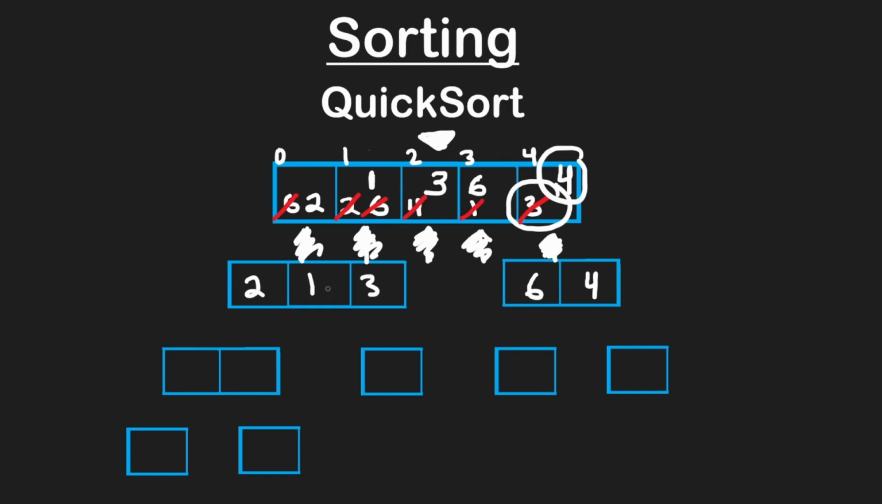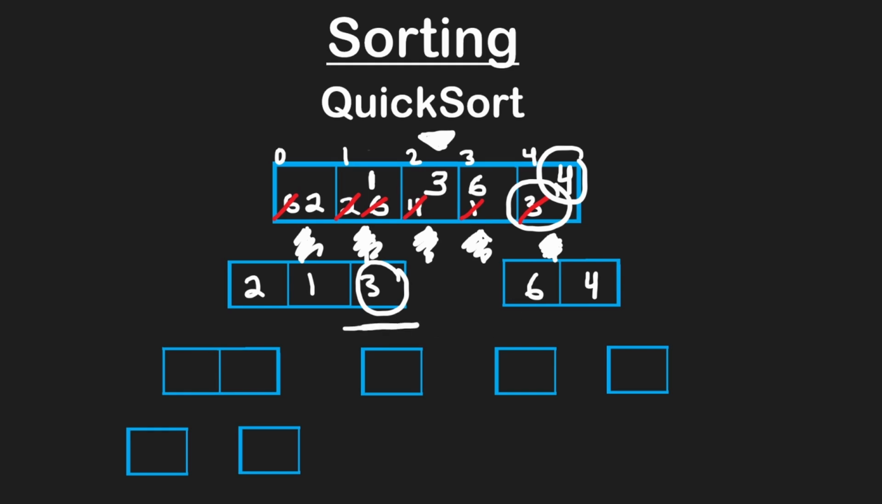Now this is where the recursive step comes in. Now let's run quicksort on the left side and run quicksort on the right side. Now before we recursively run quicksort here and here, one thing to notice about the 3 is that it's already in sorted order. Everything to the left of it is less than or equal to it, and everything to the right of it is greater than or equal to it.